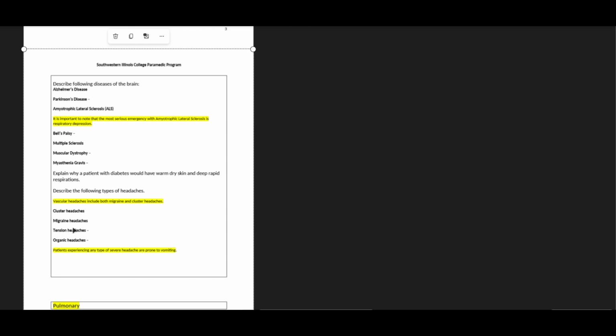Tension headache, this is the very common form of headache that we all have all the time, and this is just characterized by a dull pain. It can be in your head or in your neck too. And then the distinction of organic headache, this just means that the cause of the headache is some organic process like an infection or a tumor.